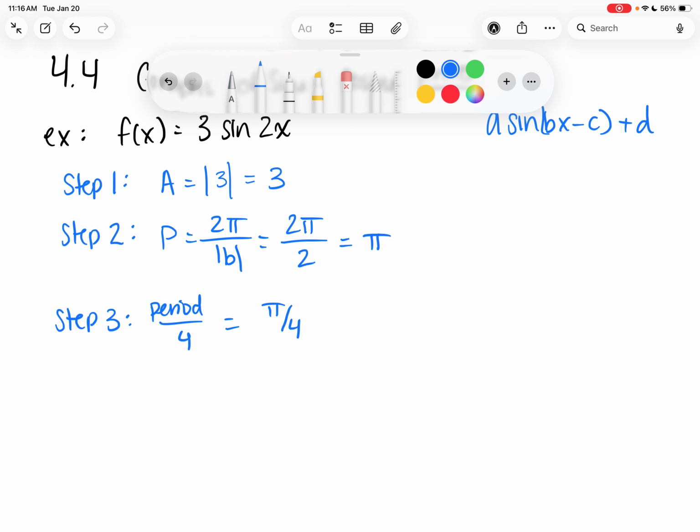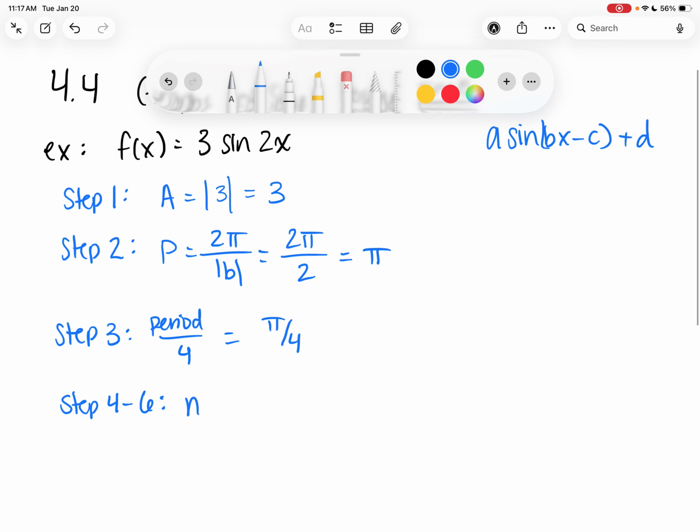So then in this case, basically steps 4 through 6, I don't have any shifting happening, so I can skip this. So there are no shifts and no reflections.